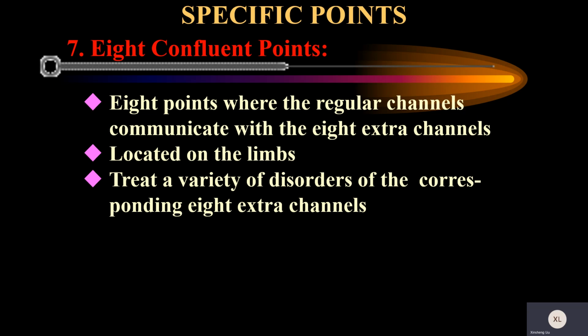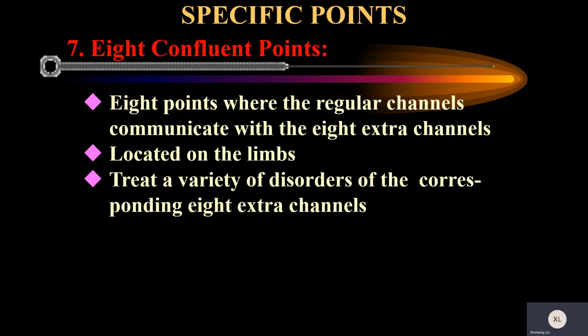Next one, we talk about the eight confluent points. Eight points where the regular channels communicate with the eight extra channels. They seem like crossing points, but they cross not just regular channels, they cross with extra channels. We call them the eight confluent points. They are located on the limbs, of course, and treat a variety of disorders of the corresponding eight extra channels.